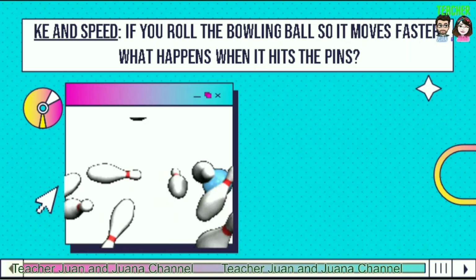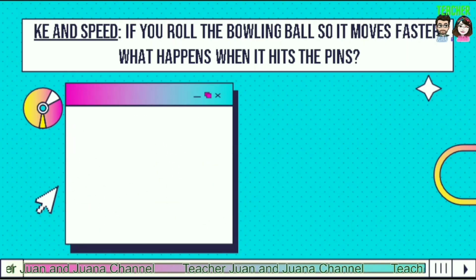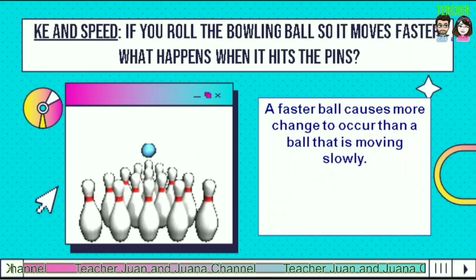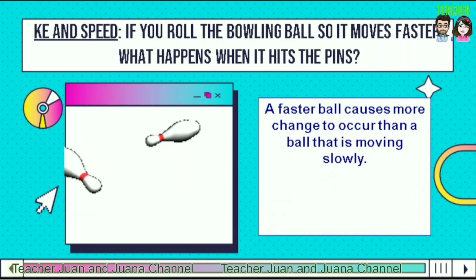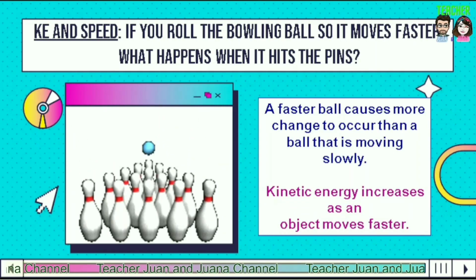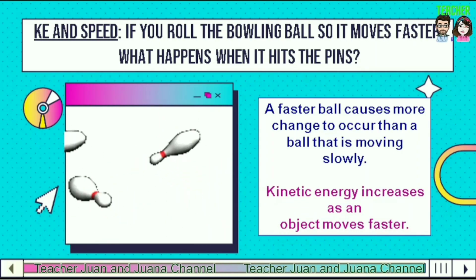If you roll the bowling ball, it moves faster. What happens when it hits the pins? A faster ball causes more change to occur than a ball that is moving slowly. Remember, kinetic energy increases as an object moves faster.